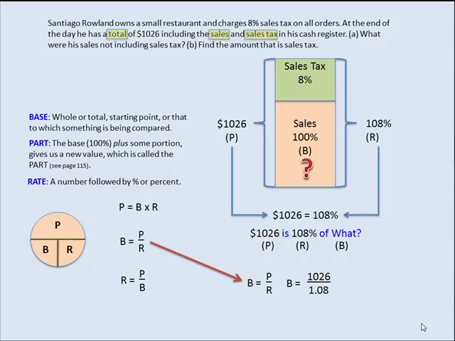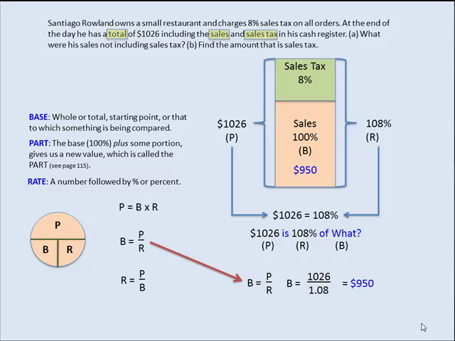We remember that when converting from a percent to a decimal, we simply move the decimal point 2 places to the left and then remove the percent sign. That's how we went from 108% to 1.08. After doing the division, we see that we have $950, which represents our sales.